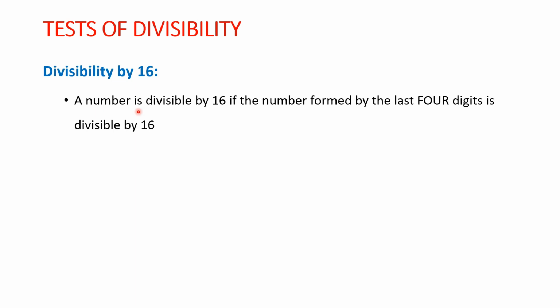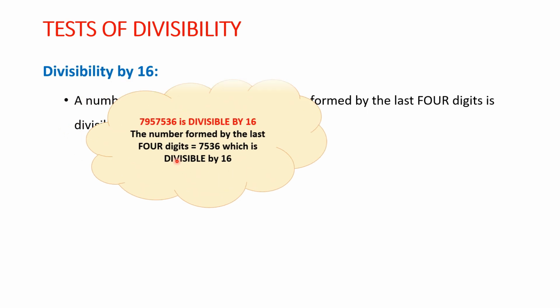Divisibility by 16. A number is divisible by 16 if the number formed by the last 4 digits is divisible by 16. To find whether the number is divisible by 16, first we have to find whether the number formed by the last 4 digits is divisible by 16 or not. If it is divisible, then the given numeral is divisible by 16, and if it is not divisible, then the given numeral is not divisible by 16.